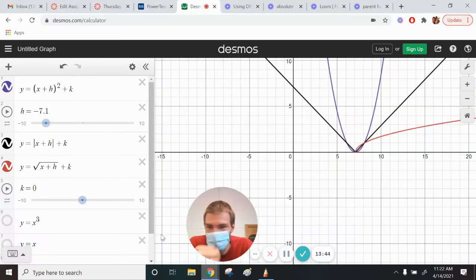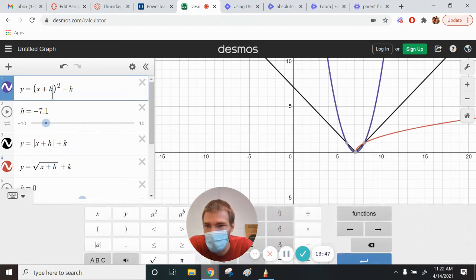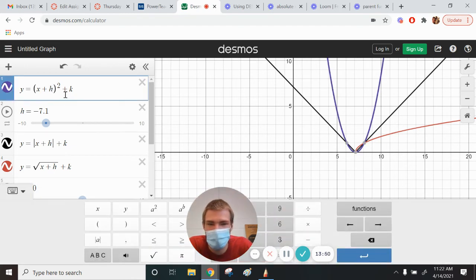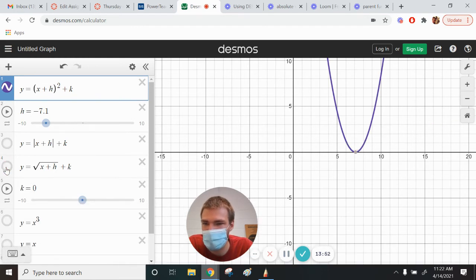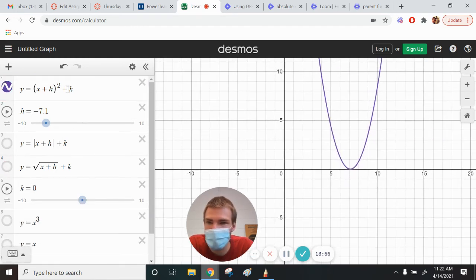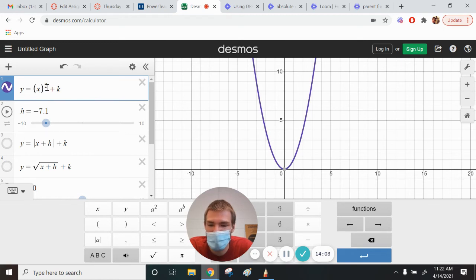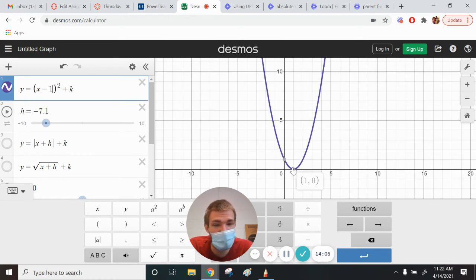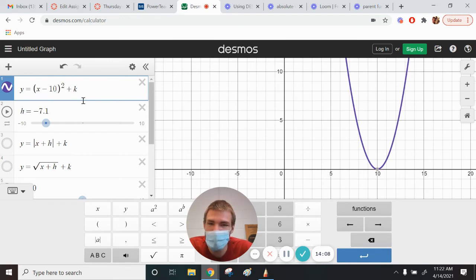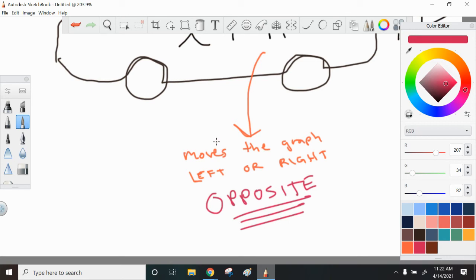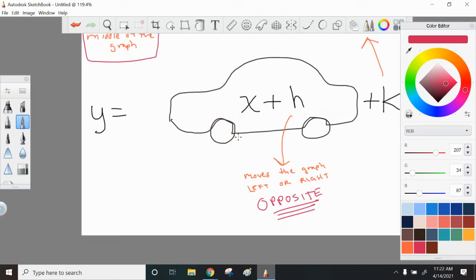And we know that because if I get rid of my H right here on this purple graph, let's turn off the other graphs. If I put my H as a +3, my graph goes to -3. If I put my H at a -1, my graph goes to a +1. If I put it at -10, it goes to +10. Okay, so that number on the inside is your left and right number, but it's working opposite what you would think.